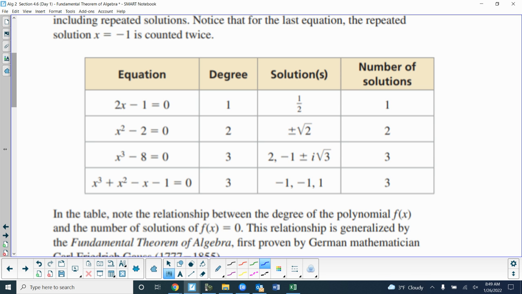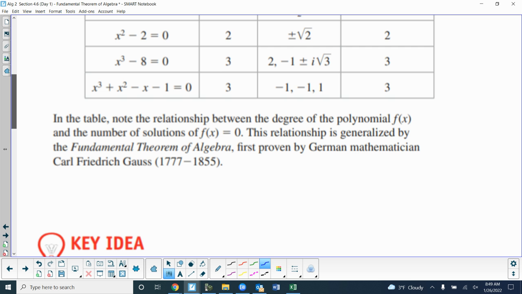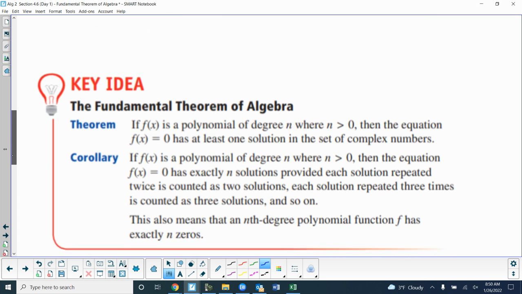Sometimes a solution is repeated, though, is what they're saying. So you can count it twice. So it's part of the 3 solutions. So that's what the fundamental theorem of algebra says. And this German mathematician, Carl Friedrich Gauss, back in the 1700s and 1800s, figured out this relationship. He proved this theorem. And that's all it says.